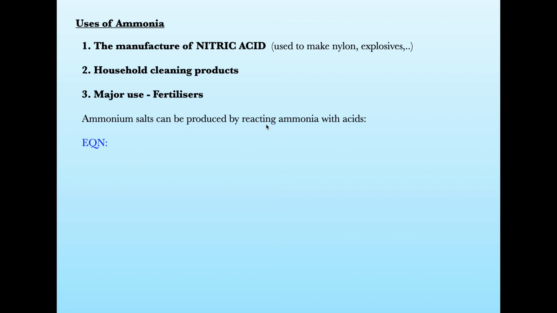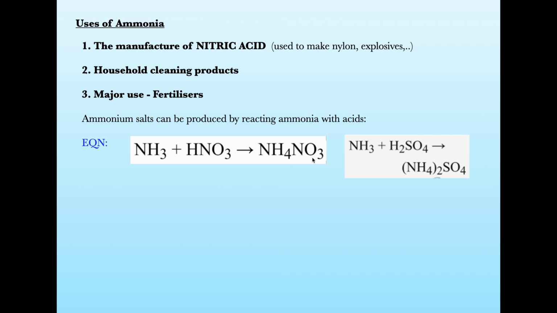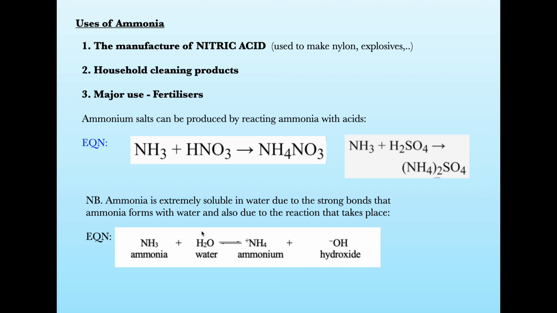Ammonium salts are produced by reacting ammonia with acids. So, for example, if I react ammonia with nitric acid, I get ammonium nitrate. Write these equations down. If I react ammonia with sulfuric acid, I get ammonium sulfate. Careful with the balancing. And if I react ammonia with, for example, hydrochloric acid, I would get ammonium chloride. We don't really use ammonium chloride as a fertilizer.